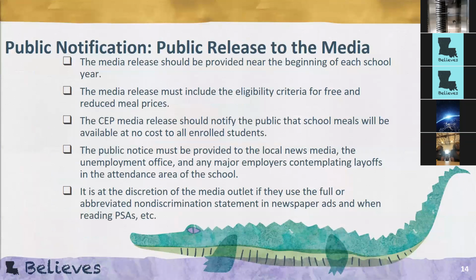The media release must be provided at or near the beginning of the school year to local news media, the unemployment office, and to any major employers contemplating layoffs in the area. The media release must include the eligibility criteria for free and reduced meal prices. For CEP schools, the media release should inform the public that school meals will be free to all enrolled students. It is at the discretion of the media if they decide to publish the media release.